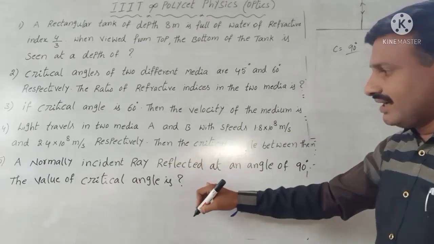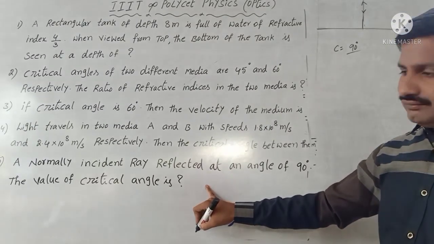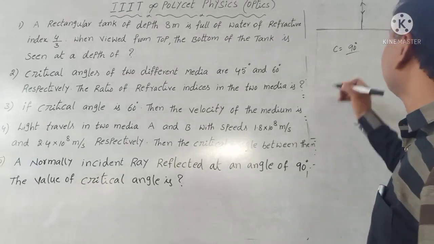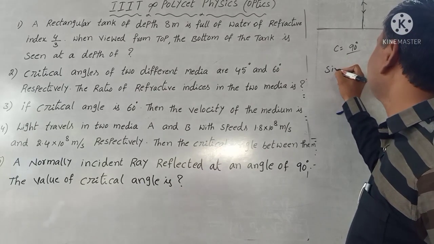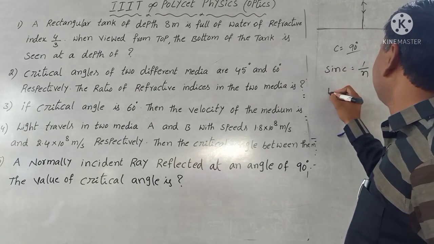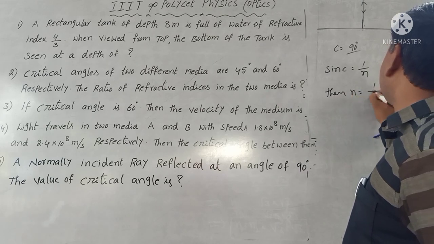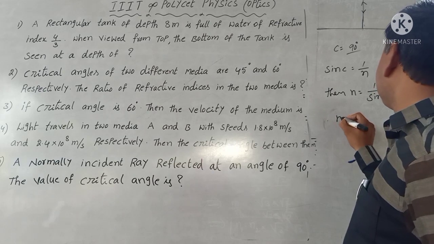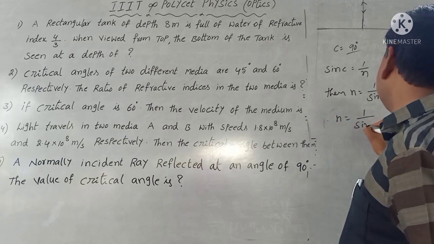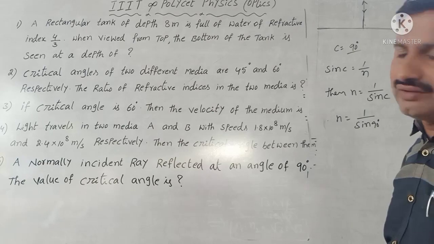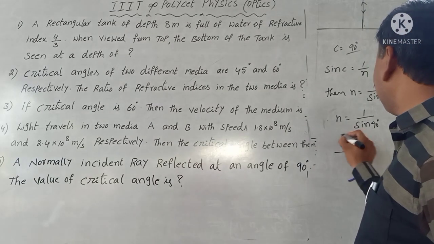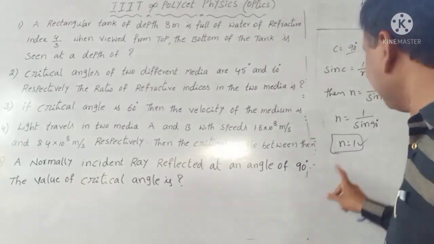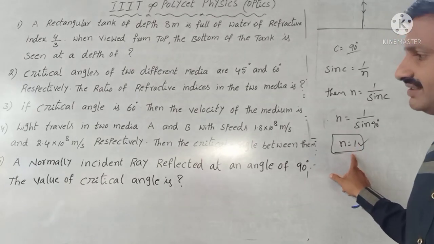But here they are asking, what is the refractive index? Here the refractive index n: sin C = 1/n, then n = 1/sin C. That means n = 1/sin 90. You know that the sin 90 value is 1. That means the refractive index is 1. One means it is air. The refractive index of the substance is that of air. So it is a very important point.